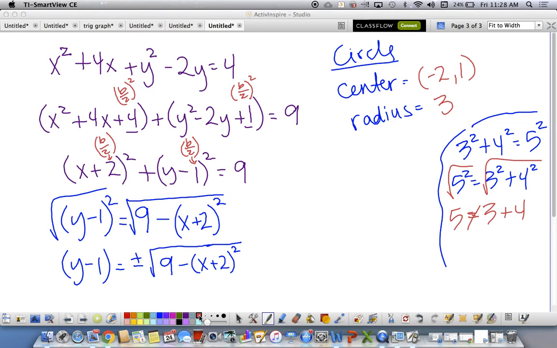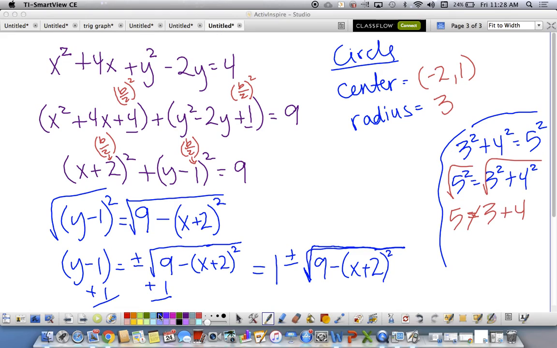Now, what have we not done? Y is not by itself. We simply need to add 1 to both sides. I was thinking about factoring, but it may take more work. So if I want to plug this in my calculator, I personally would put 1 plus or minus the square root of 9 minus (x plus 2) squared. All that would go under there. We know what it has to look like. We know where the center is. We know what the radius is. Okay?